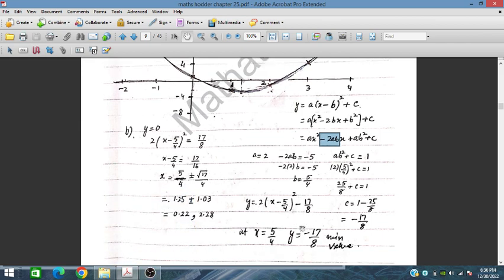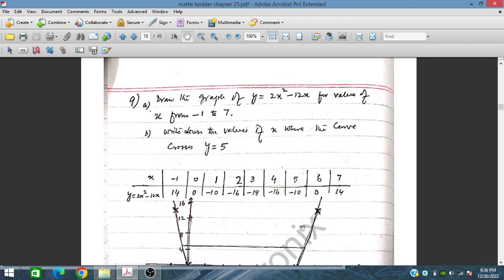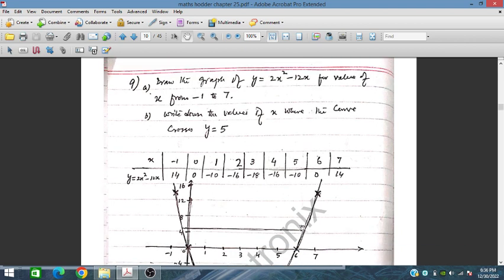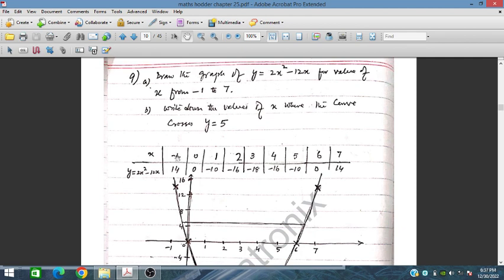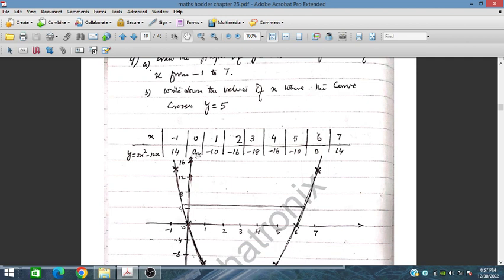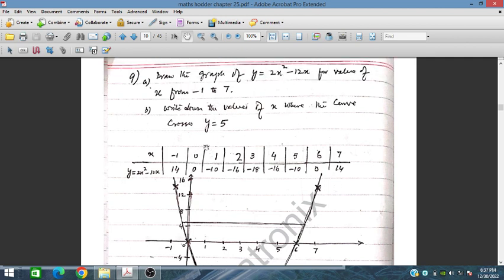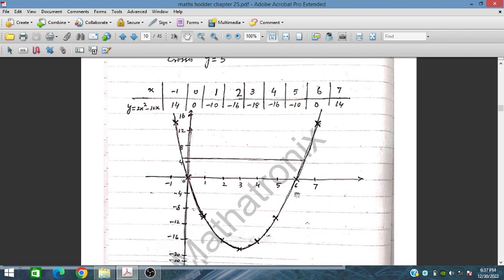So we have these values, and this is the 9th question. Draw the graph of y is equal to 2x square minus 12x for the values of x from minus 1 to 7, and write down the values of x where the curve crosses y is equal to 5. We have plotted everything here: substituting the values of x and the corresponding y values obtained, we have plotted this curve.